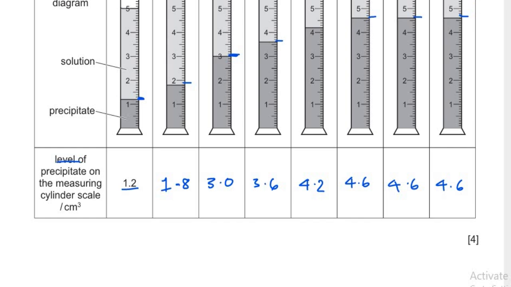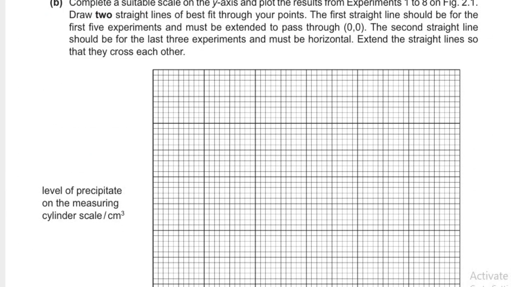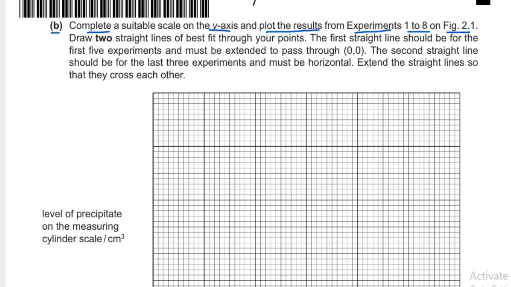So here we fill up and complete the table. Now here is question B, which says complete a suitable scale on the y-axis and plot the results from the experiments 1 to 8 on figure 2.1 here shown. Draw 2 straight lines. Remember, we are supposed to draw 2 straight lines of best fit through your points. The first straight line should be for the first 5 experiments.